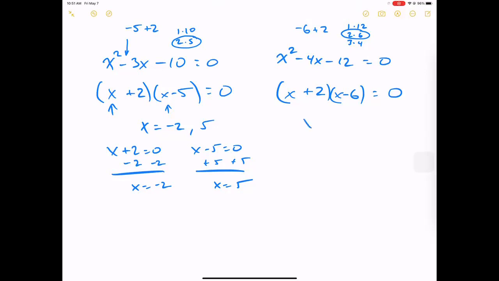On the right, let's see if you guys can come up with the answer without actually doing any work here. X plus 2, what's the opposite of plus 2? Negative 2. What's the opposite of minus 6? Plus 6. And I'm just going to check this for you. 6 squared minus 4 times 6 minus 12. Will this equal 0? That doesn't look like 0 to me. It looks like I lost my rockers. 6 times 6 is 36. 4 times 6 is negative 24 minus 12. 36 minus 24 is 12. 12 minus 12. Oh my goodness, we found what 0 is.